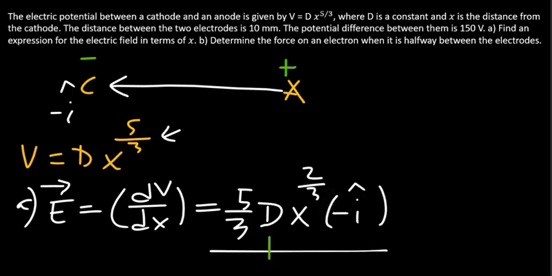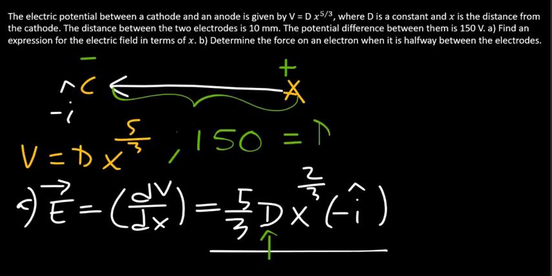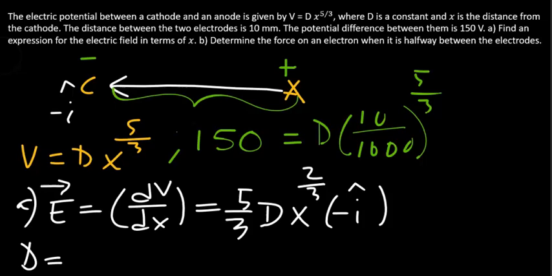We still need to figure out the constant D. That can be figured out from the expression for V. We know the potential difference between the two electrodes is 150 volts. So that means 150 equals D, and the distance x between the two electrodes is 10 millimeters, so 10 over 1,000 meter raised to the power 5 over 3. That would give you the constant D, which is 3.23 times 10 to the power 5 in SI units.